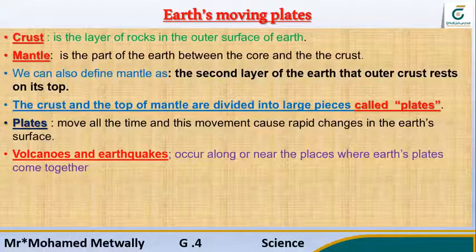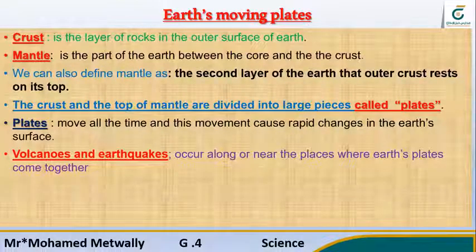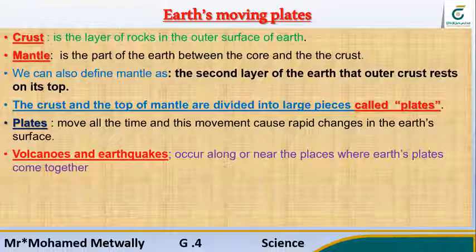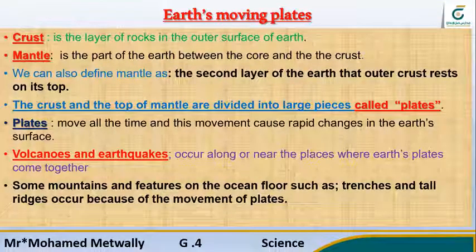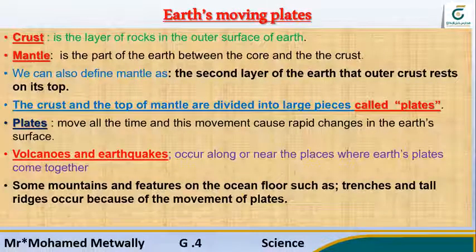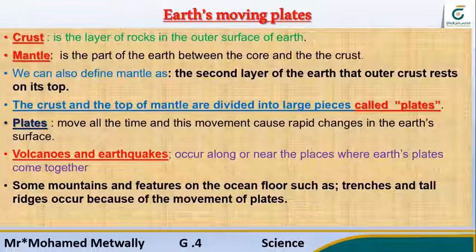The crust and the top of the mantle are divided into large pieces called plates. Don't forget this terminology, plates, because this is the axis of our lesson. So plates move all the time, and this movement causes rapid changes in the Earth's surface. Volcanoes and earthquakes occur along or near places where Earth's plates come together, like we explained in the previous lesson. Some mountains and features on the ocean floor, such as trenches and tall ridges, occur because of the movement of plates.